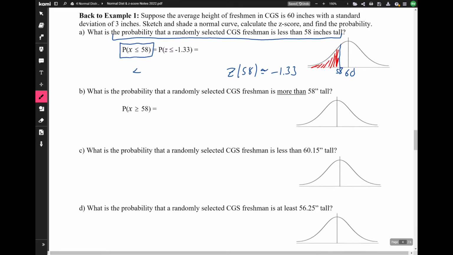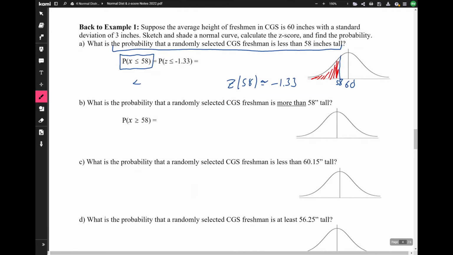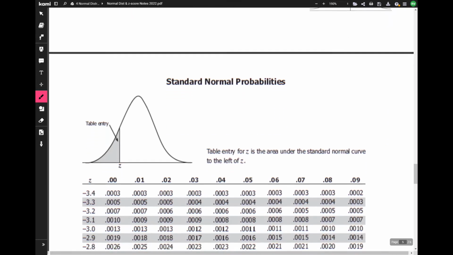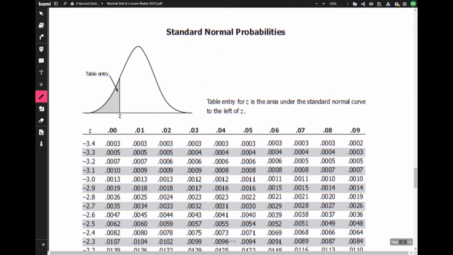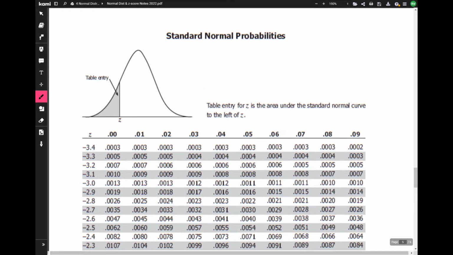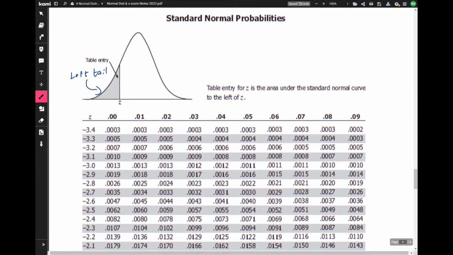All right, so let's go to our tables, and we're going to find negative 1.33 on the table. What's important to notice first of all is that when you find a z-score on this table, and we'll show you how to do that in a second, the number that we get in the table tells us the area to the left of that z-score. That's what we want in our problem. We're finding the left tail. These always give you the area to the left on the standard normal curve.